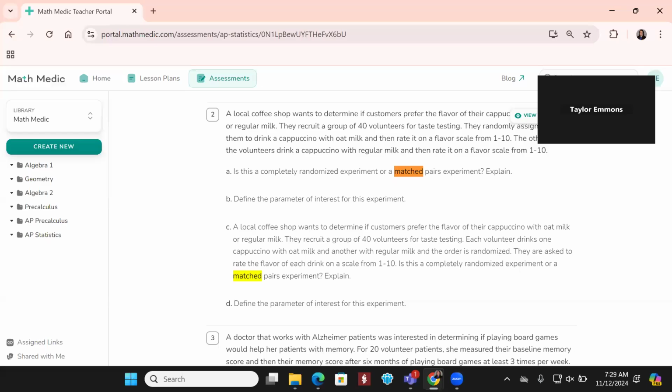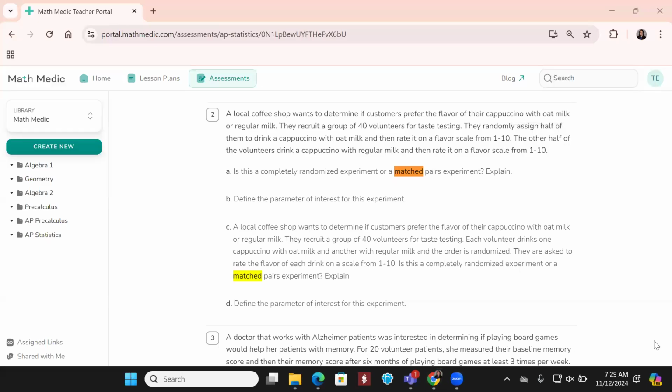Okay. A local coffee shop wants to determine if customers prefer the flavor of their cappuccino with oat milk or regular milk. They recruit a group of 40 volunteers for taste testing. They randomly assign half of them to drink a cappuccino with oat milk and then rate the flavor on a scale from 1 to 10. The other half drink a cappuccino with regular milk and then rate it on a scale from 1 to 10. Is this a completely randomized or matched pairs experiment?